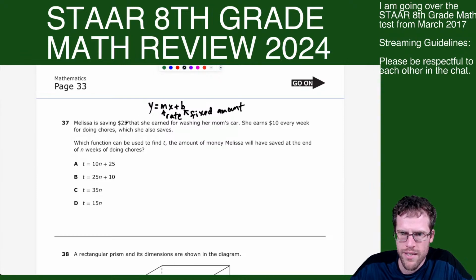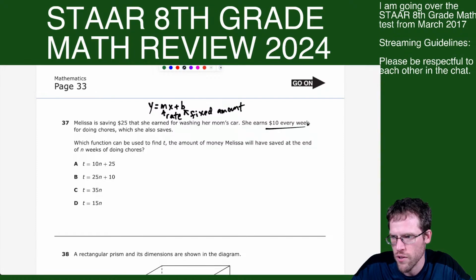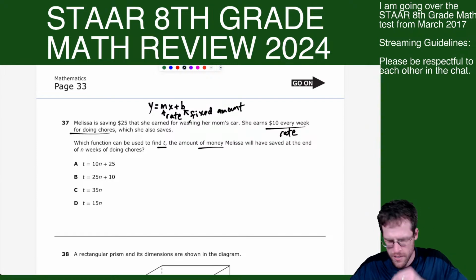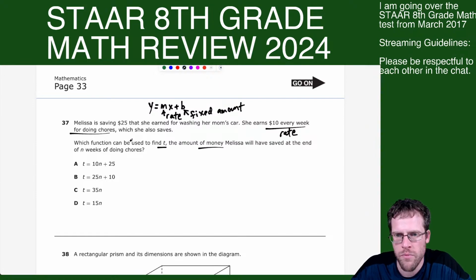So here, Melissa is saving $25 that she earned for washing her mom's car. She earns $10 every week for doing chores. So $10 every week for doing chores, this is the rate. That's what's jumping out right away. Which function can be used to find t, the amount of money? This is silly because t is usually time, but they're making t represent money, and time is represented by n, but whatever. That's just what they want to go with.